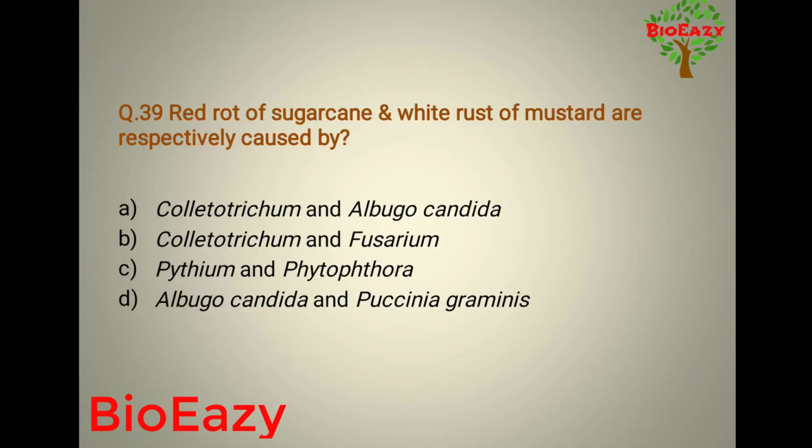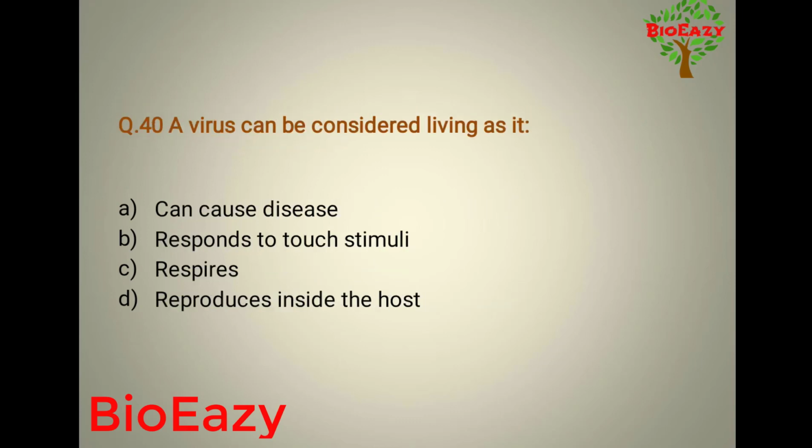Next, red rot of sugarcane and white rust of mustard are respectively caused by Colletotrichum and Albugo candida. Last question is, a virus can be considered living as it, yes, reproduces inside the host.